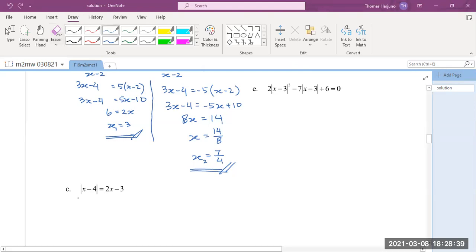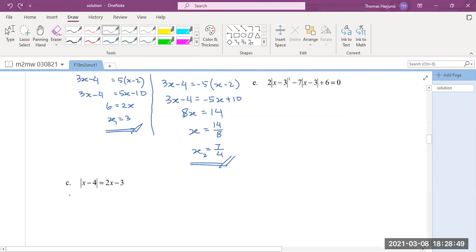Okay, so let me do part C. This is absolute something equals to, we don't know if the other side is positive or negative, right? So let's assume that to be positive first, and we will do the checking later on. So I branch this out to be x minus 4 equals 2x minus 3, or x minus 4 equals the opposite of 2x minus 3. When I solve this, I get negative 1 equals x, and then x minus 4 equals negative 2x plus 3. So that will be 3x equals 7, x equals 7/3.